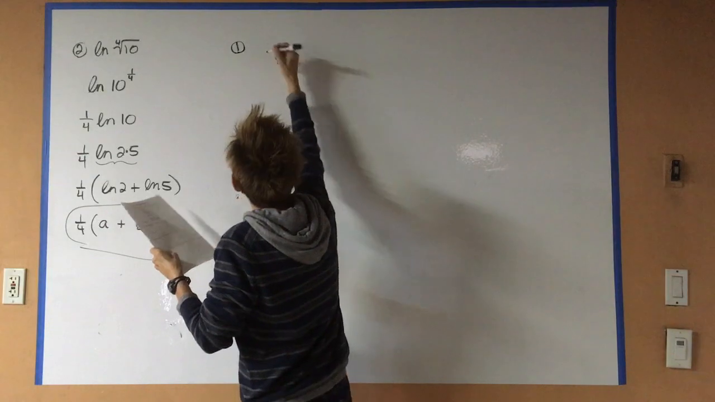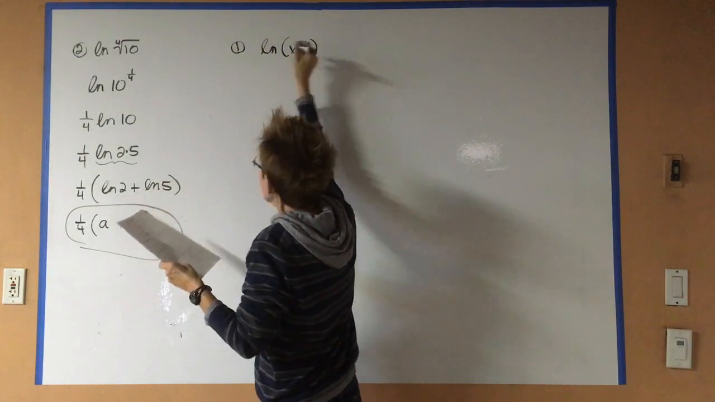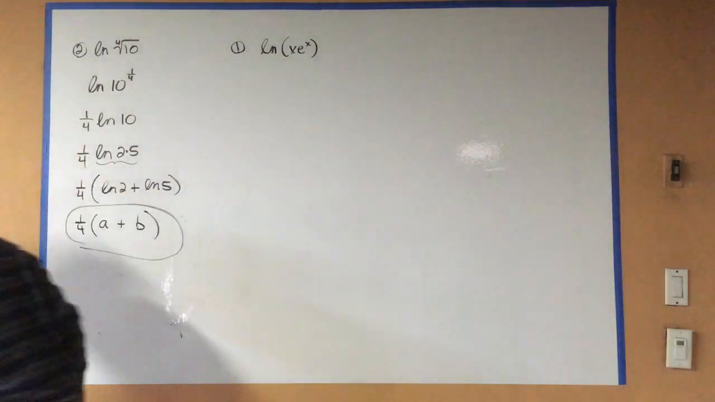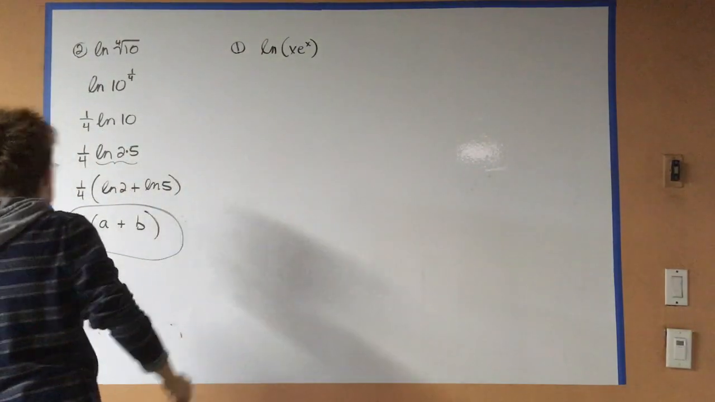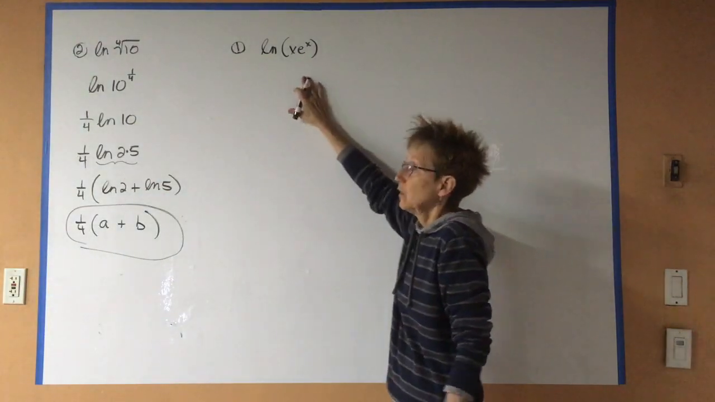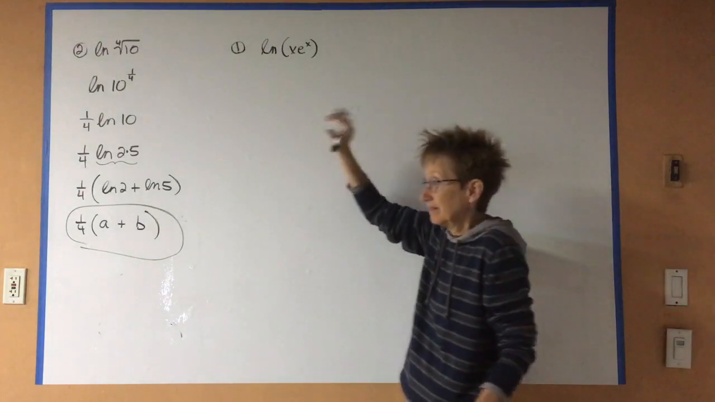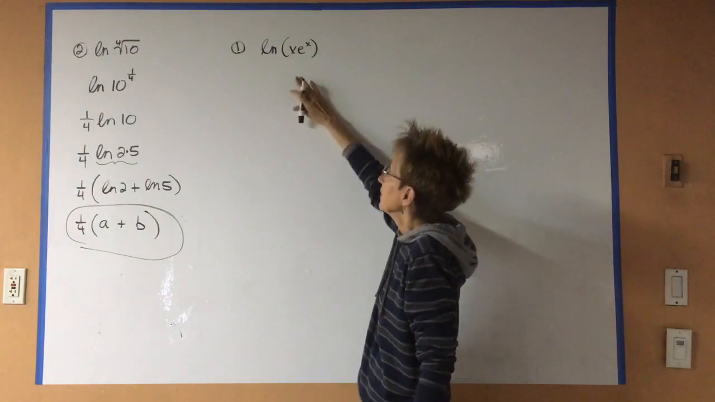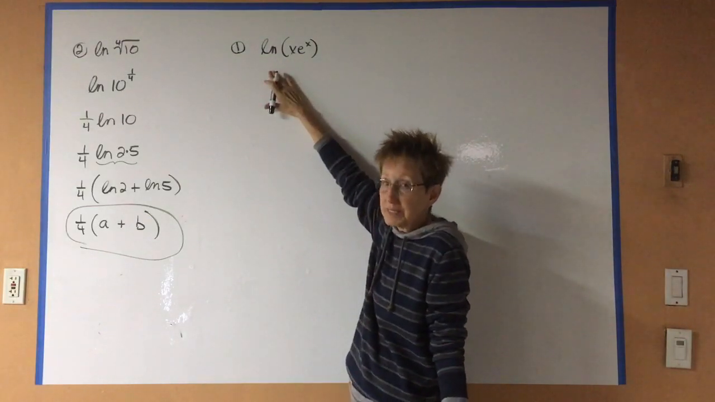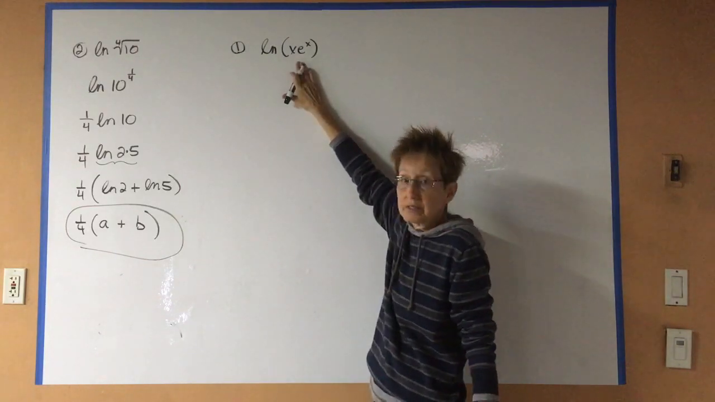So 1, I have a single log. The directions would be expand it. So use the properties to expand this into a sum and/or difference of logs. So this is a single log and I want to expand it. Not normally the direction we like to go in, but it gives us a little practice with the properties. So this is a natural log, but that just means log base e. This is a log of a product.